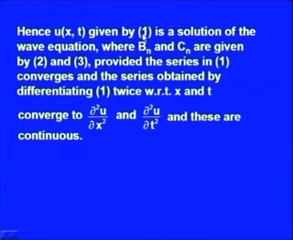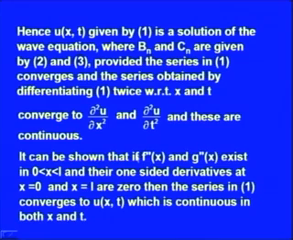Hence, u(x,t) given by equation 1 is a solution of the wave equation, where B_n and C_n are given by equations 2 and 3, provided the series in 1 converges, and the series obtained by differentiating 1 twice with respect to x and t converges to the sums ∂²u/∂x² and ∂²u/∂t², and these sums are continuous. Now, it can be shown that if f''(x) and g''(x) exist in the interval 0 to L and their one sided derivatives f'(0+), g'(0+), f'(L-) and g'(L-) are 0, then the series in 1 converges to u(x,t), which is continuous in both x and t.